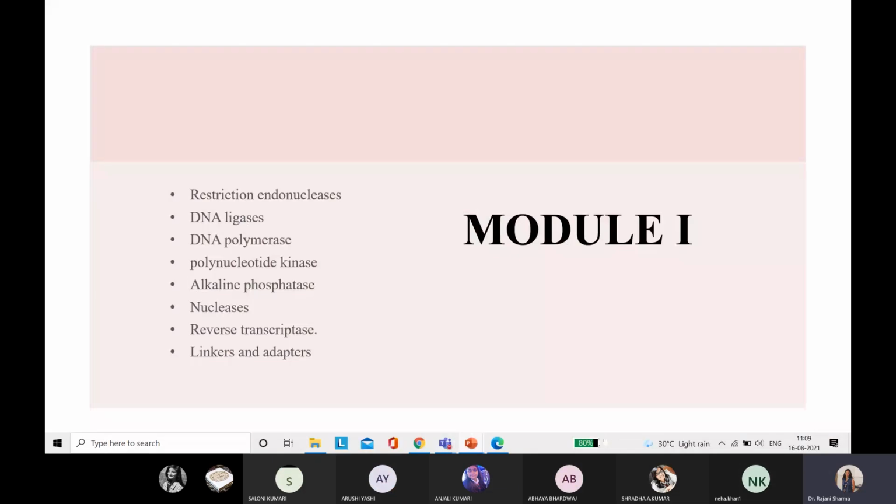So today officially we are starting with the first module. Previously we just introduced you to genetic engineering and what we have to study in it. Now in module 1, the following are your topics. First is restriction endonuclease. Second is DNA ligases. Third is DNA polymerase, polynucleotide kinase, alkaline phosphatase, nucleases, reverse transcriptase, linkers and adapters.